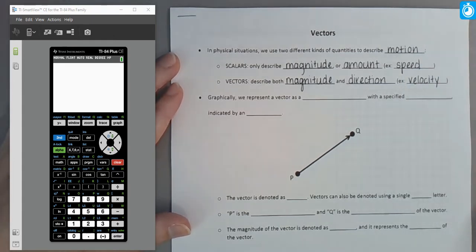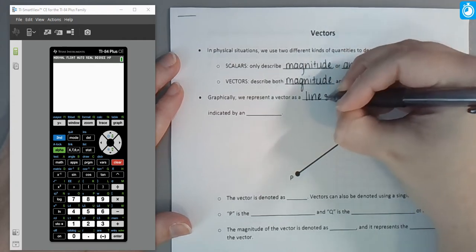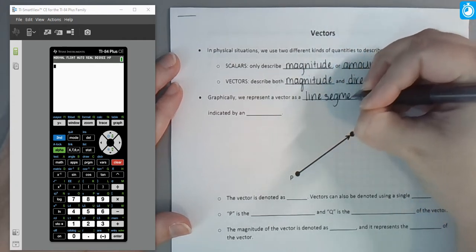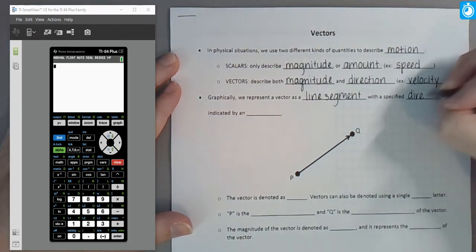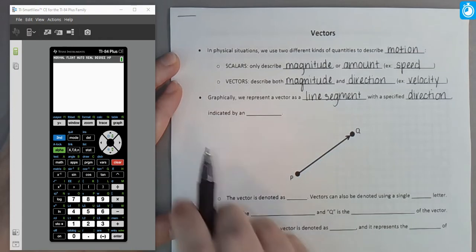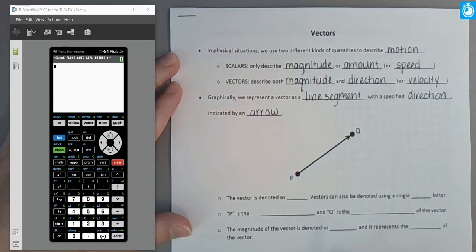Graphically, when we're talking about something that has both a magnitude, an amount, as well as a direction, typically we represent a vector as a line segment, specifically a directed line segment. So it's a line segment with a specified direction, and the direction is indicated both by the slope of the segment as well as an arrow. The arrow will indicate where the segment starts versus where it ends. So the slope indicates a direction, and the arrow tells us where we start versus where we end.